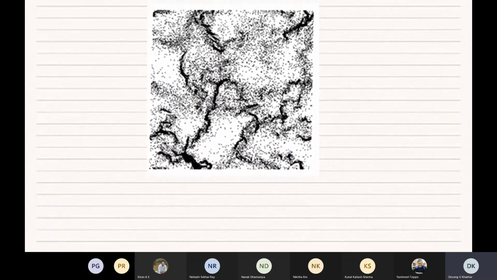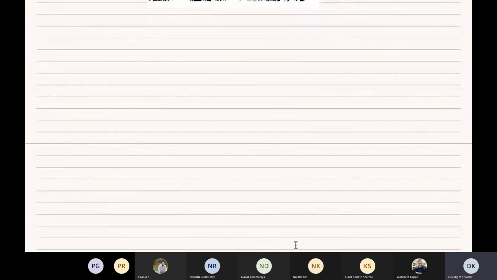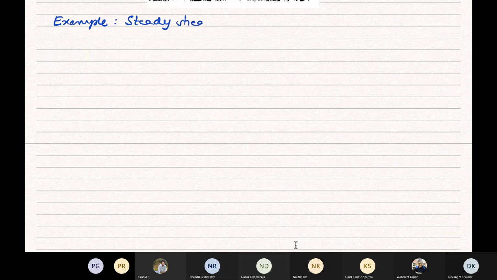Okay, so this is the first example I wanted to show you. Let me show one more example problem. The second example I want to look at is steady shear flow under zero gravity.